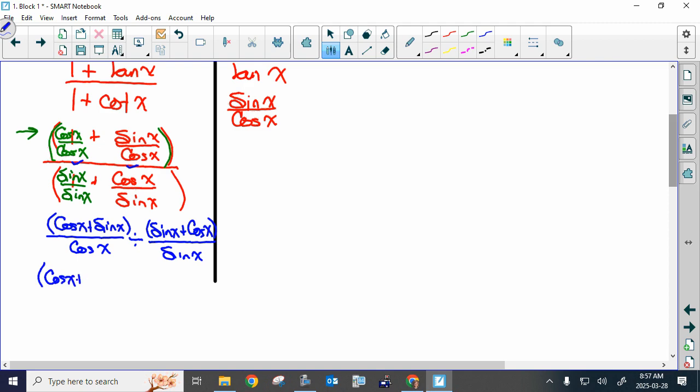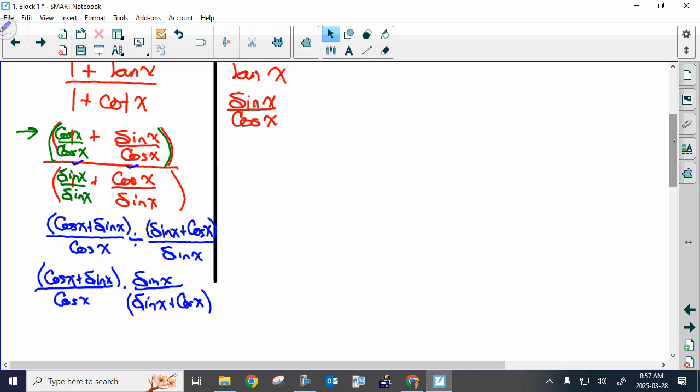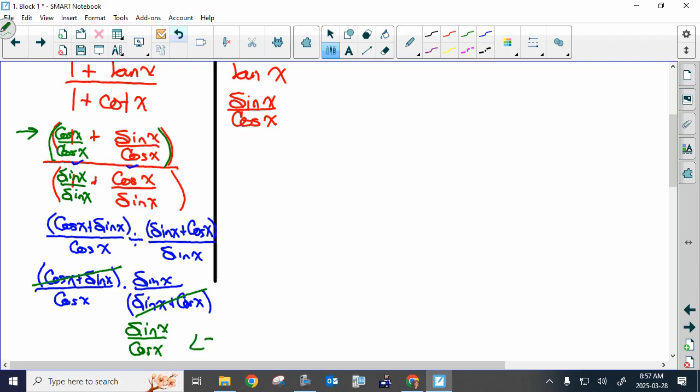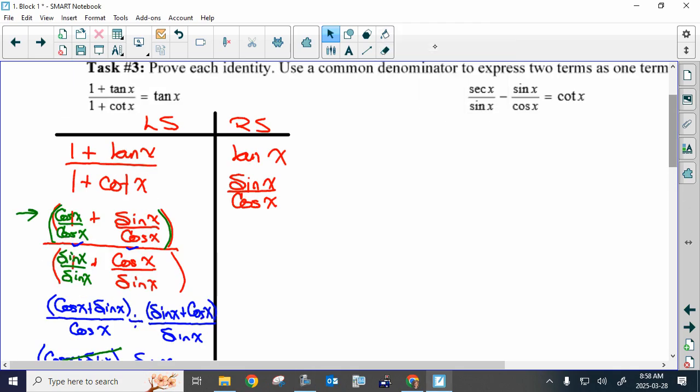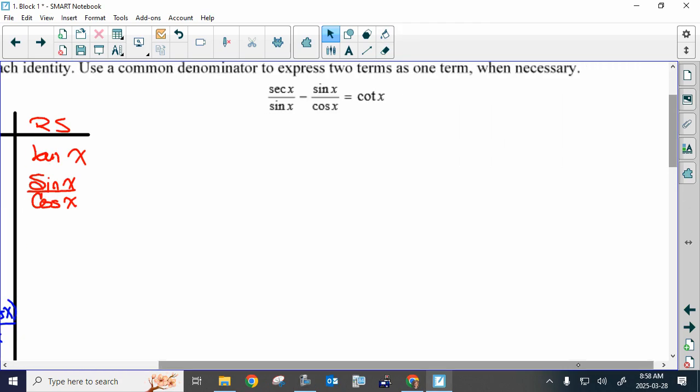So when I multiply by my reciprocal, you can't take terms, like I can't take this cos x with this cos x, right? You can't do that. You have to take a full binomial factor and divide a full binomial factor. I'm left with sine x over cos x, and left side equals right side. I'm going to use the same skills of having to find a common denominator. And again, you have to constantly be thinking about your order of operations.